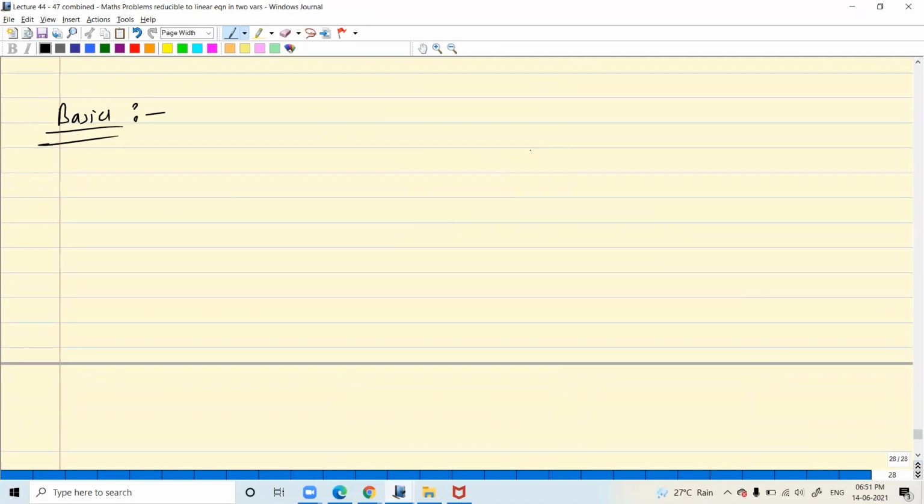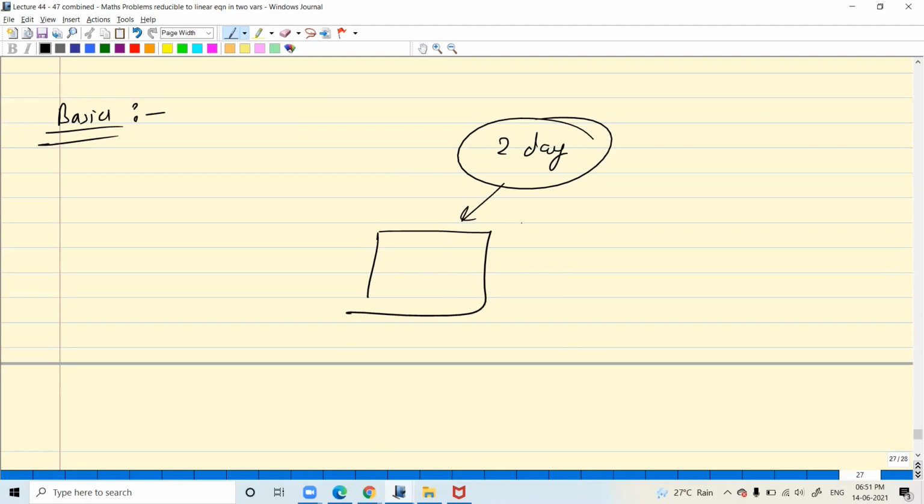Let's say there is some work, and this work can be completed in 2 days. It takes 2 days to complete this work. So on the first day, how much of the work needs to be done? And how much of the work needs to be done on the second day? Half and half, sir. Very good. Half and half. So if some work takes 2 days, half of the work has to be done on the first day and the remaining half has to be done on the second day.